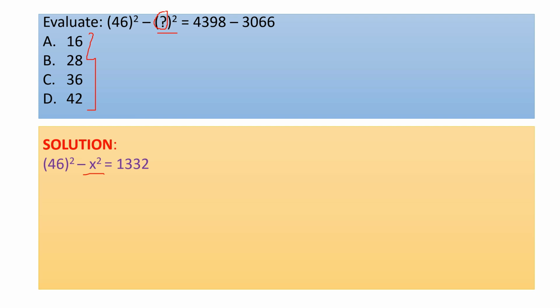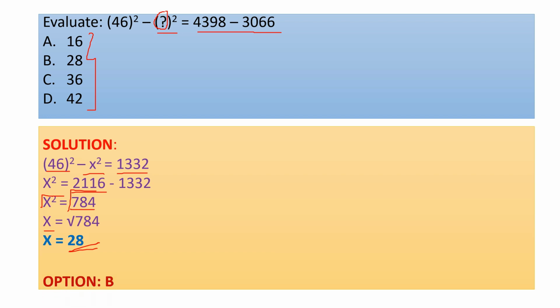So we are getting 46² − x², and on subtracting 4398 and 3066, we are getting 1332. So this is a simple equation. We can easily solve it. We have to find x. I'm keeping x² on the left hand side, and moving 46² to the right hand side. 46² is 2116, minus 1332 gives 784. To find x, we take the square root on both sides. On taking the square root of x² we get x, and on taking the square root of 784 we get 28. So option B is the answer.